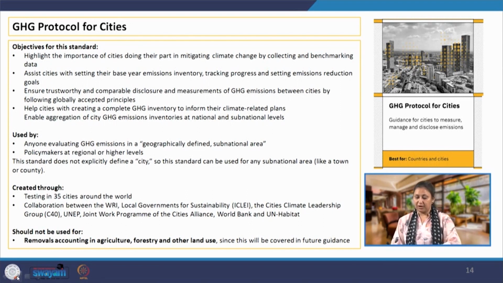So, we are talking about all the infrastructure and everything that is part of the city, but we are not using it to account for the removals that are happening on account of forests. So, we are excluding these land uses, especially agriculture and forestry and other land use where removals are happening, as part of the GHG protocol for cities.